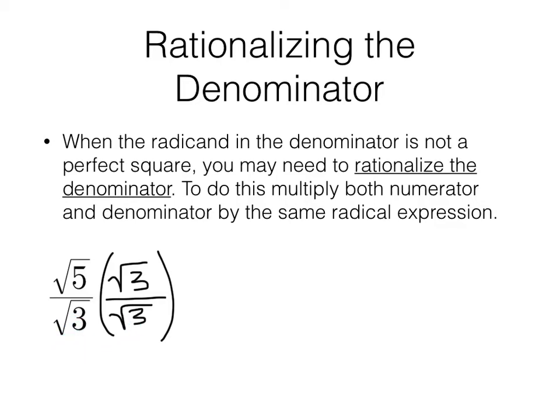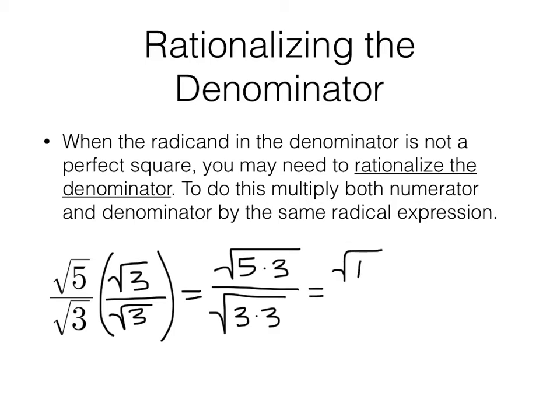Now, when you're multiplying radicals, remember, you can put those back together. So right now I have the square root of 3 times 3 on the bottom and the square root of 5 times 3 on the top, which is square root of 15 on the top and square root of 9 on the bottom. Now I can take the square root of 9. Oh, that's 3. So root 15 over 3 is the same thing as root 5 over root 3.